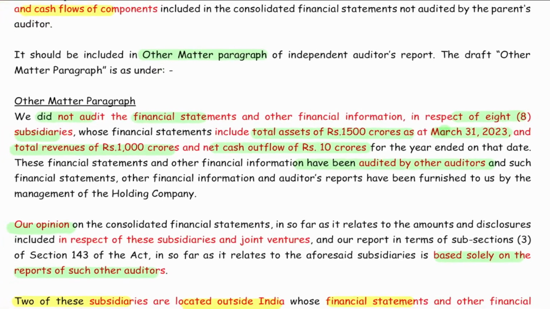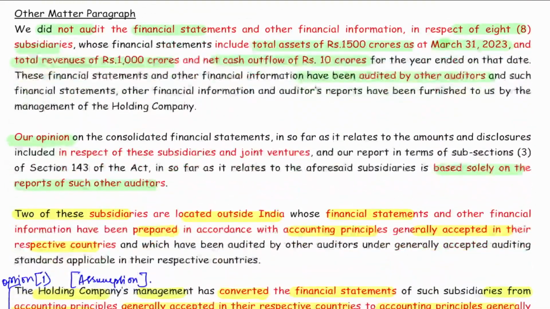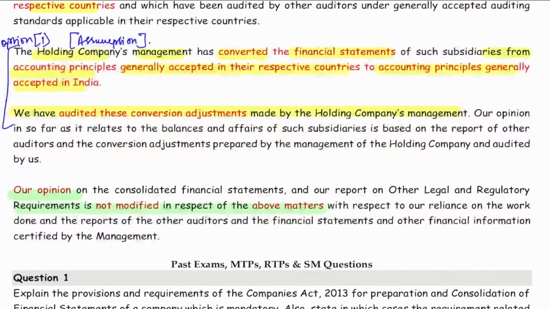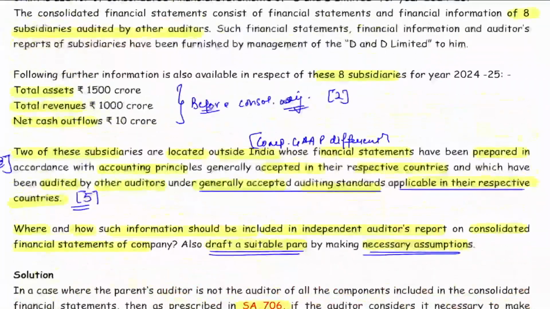How to include this other matter para? Please focus. Very easy. We did not audit the financial statements of 8 subsidiaries, which include total assets of 1500 crore, revenue of 1000 crore, cash flows of 10 crore, as given in the question. These are audited by other auditor. And then say our opinion for these subsidiaries and joint venture is based on the report of such auditor. And lastly say our opinion is not modified for the above matter. Clear? Clear, sir.